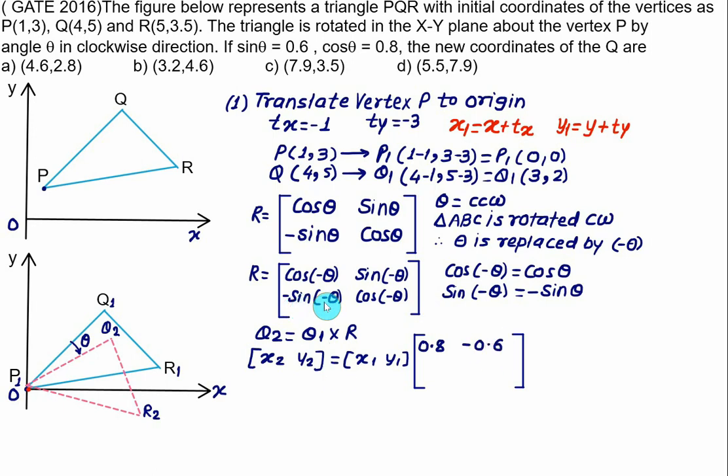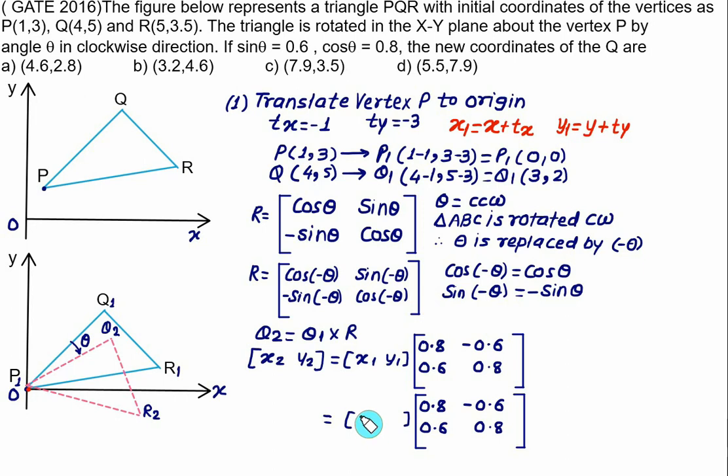Minus of sine of minus theta. Sine of minus theta is minus, and minus times minus is plus. So we have plus 0.6. Cos of minus theta is cos theta. Cos theta is 0.8. Now as far as the Q1 is considered, we have Q1 coordinate as 3, 2.